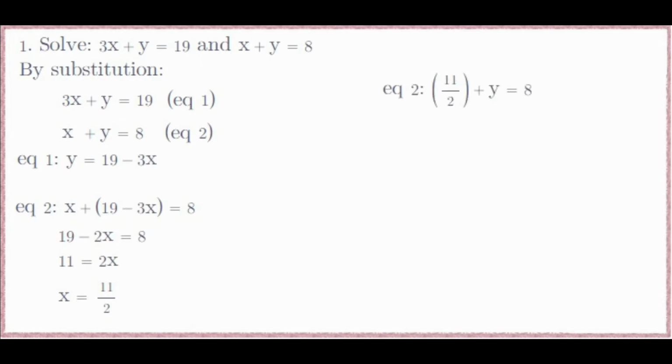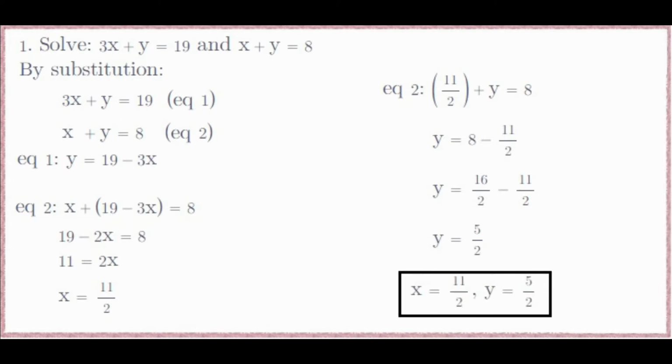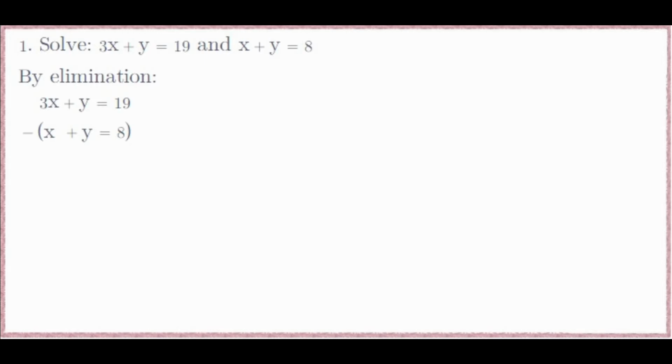We can plug this back into either equation, but let's try plugging it back into equation 2. We get 11 halves plus y equals 8. Then subtracting, we get y equals 16 halves minus 11 halves, so y equals 5 halves. Our final solution would be x equals 11 halves and y equals 5 halves.